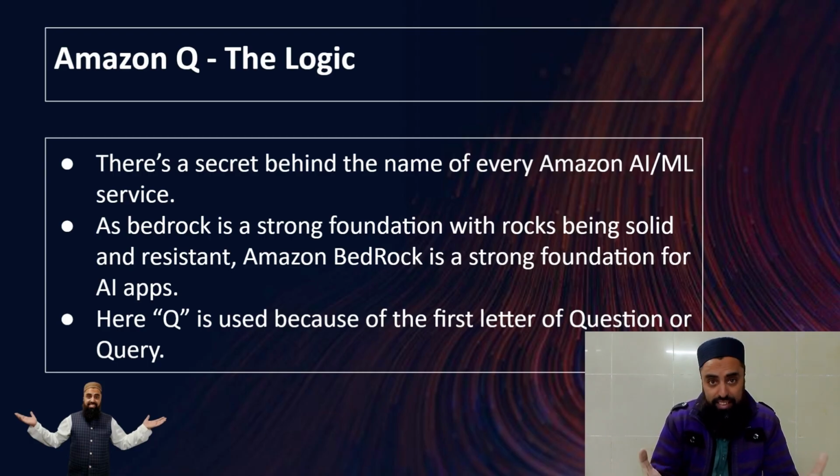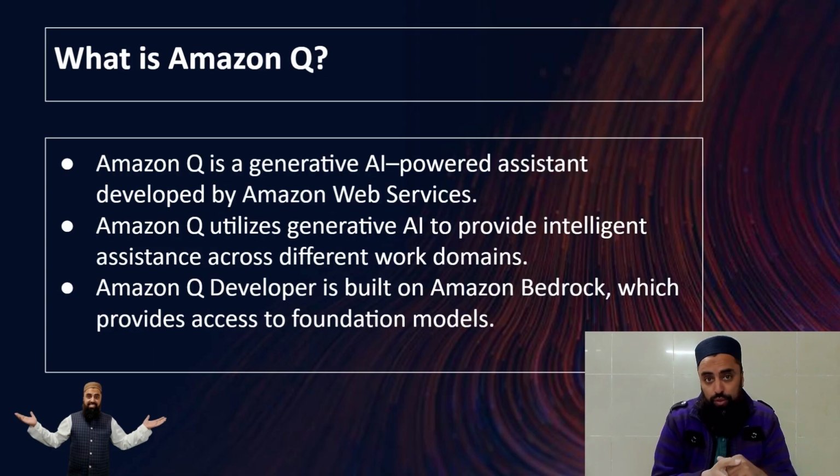So what is Amazon Q? Now we know that Amazon Q stands for Amazon Question or Query. Amazon Q is a Gen AI powered assistant developed by AWS. It is actually Gen AI powered. It does not only answer your questions or queries, it will generate code for you. It will generate reports for you. Okay, we are going to explore more.